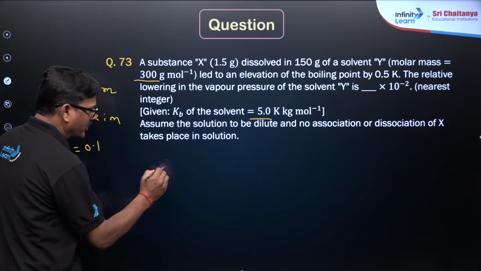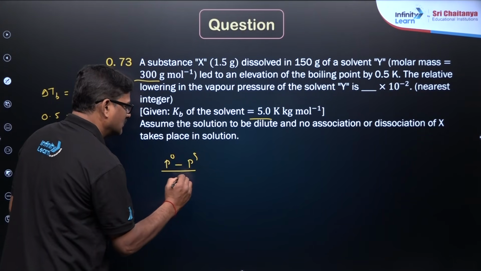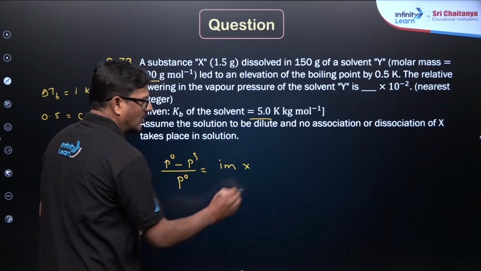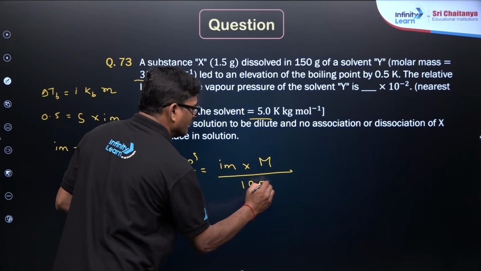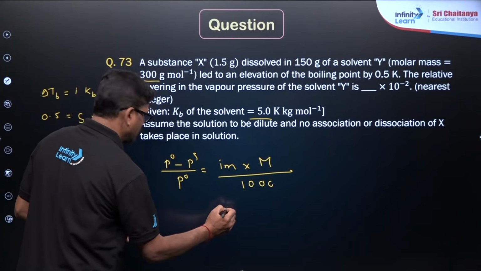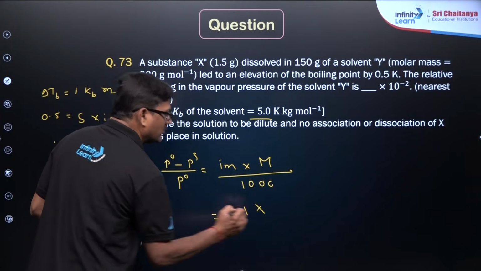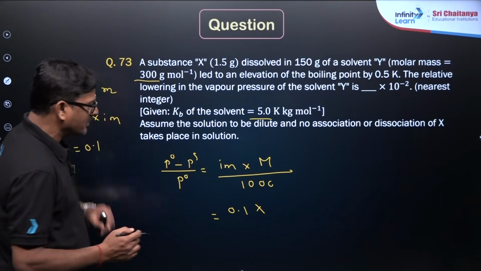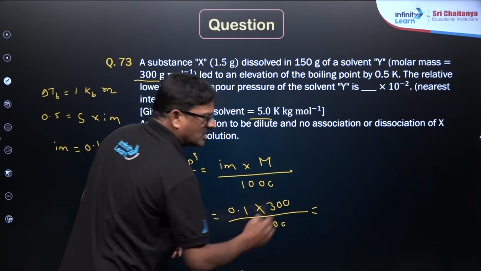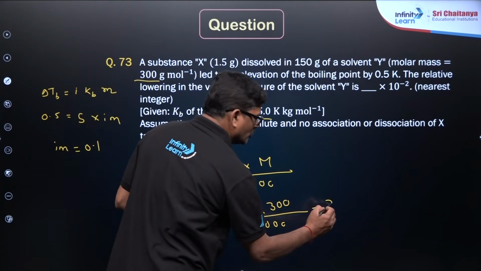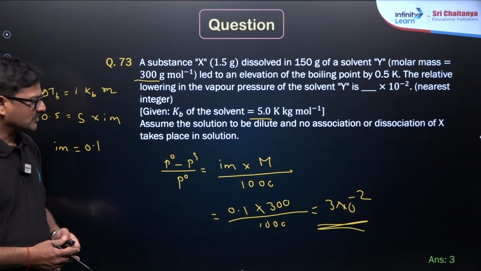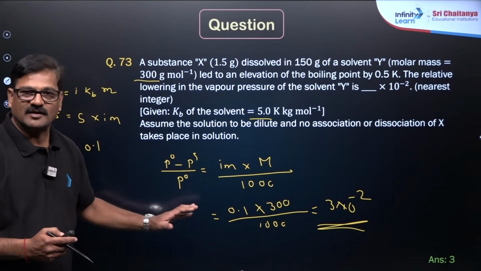So I want to say (P° minus Ps) upon P° is going to be im into molecular mass of the solvent upon 1000. So the relative lowering of vapor pressure, with im being 0.1 and the molecular mass of the solvent 300 gram per mole, upon 1000. On solving, you are going to get 3 into 10 power minus 2. So the answer is going to be 3 for this numerical type of question.